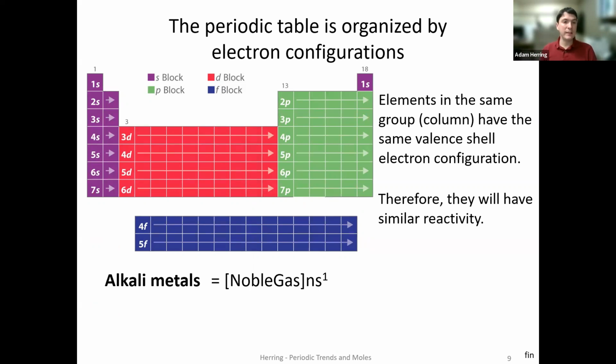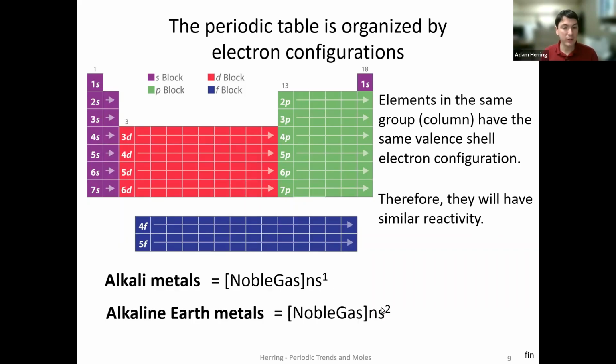So we can see similar patterns of reactivity for the alkali metals. That's that first group where they have a noble gas core followed by one electron in the s block. The alkaline earth metals, which have a noble gas core followed by two electrons in the s block. And then the halogens are also another main group that have similar characteristics. Yet as we go down, those electrons are easier and easier to remove.